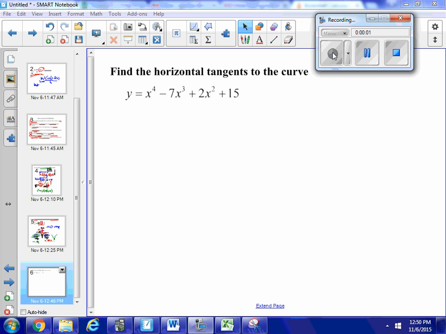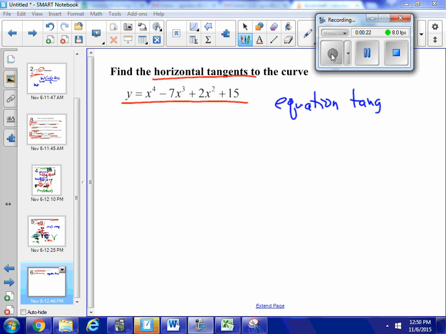This problem is asking me to find the horizontal tangents to this curve right here. Call it a curve, it's a function. And by horizontal tangents, they mean they want the equation of the tangent line. So the slope at any point along the curve of this function is going to be the derivative.